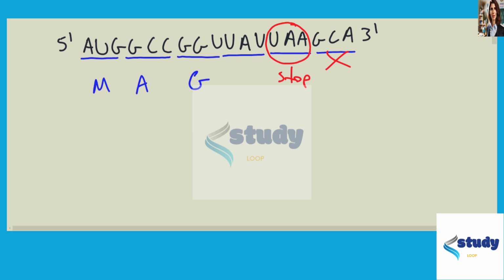And then we have our UAU, which is going to be our amino acid, tyrosine. So the correct answer here is going to be answer choice A, because it has MAGY and it has the correct sequence.